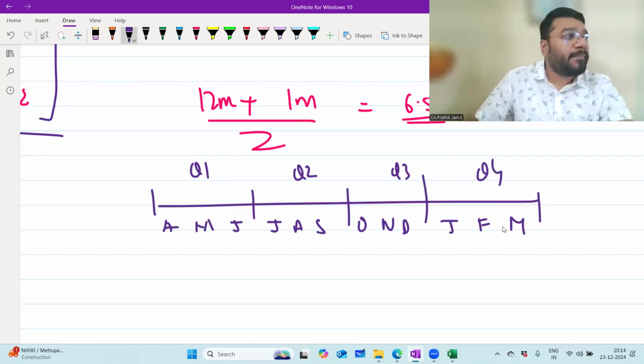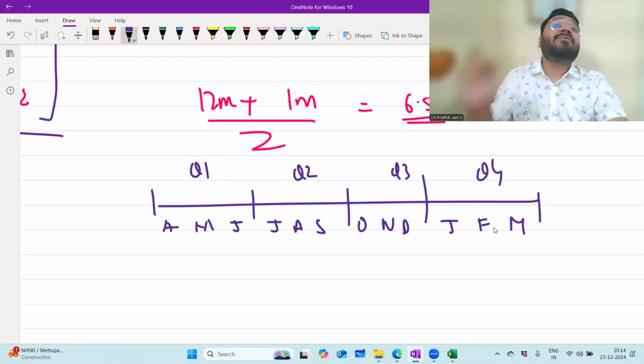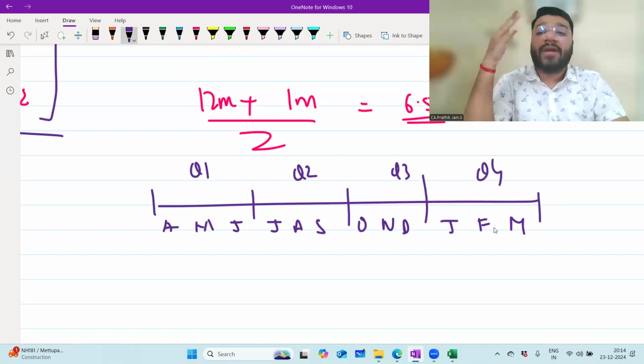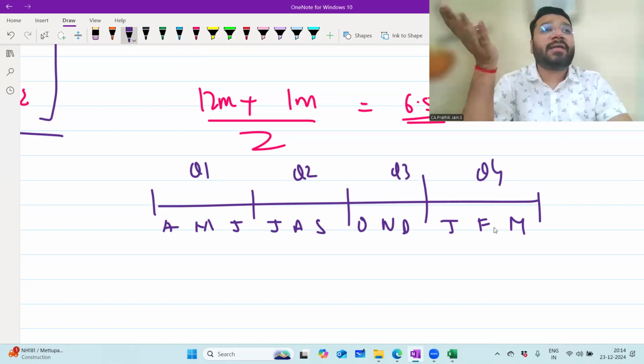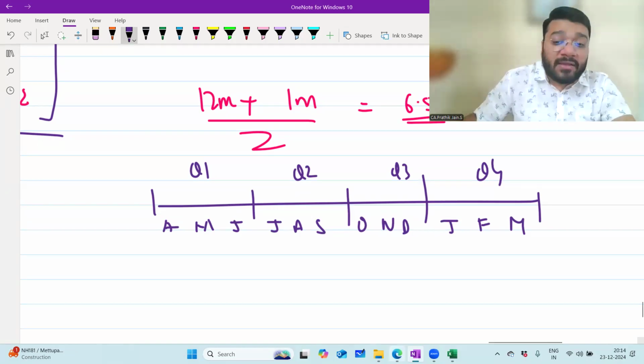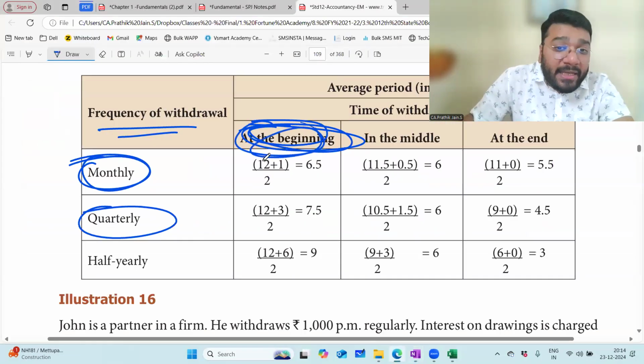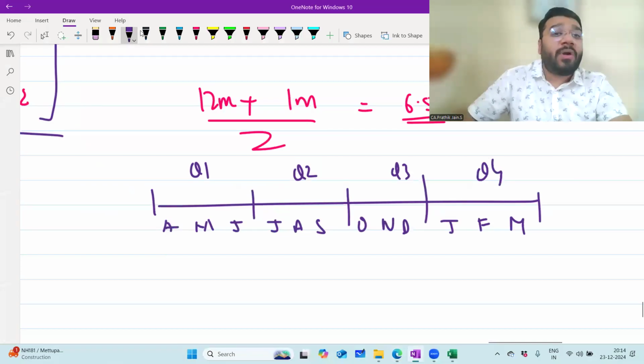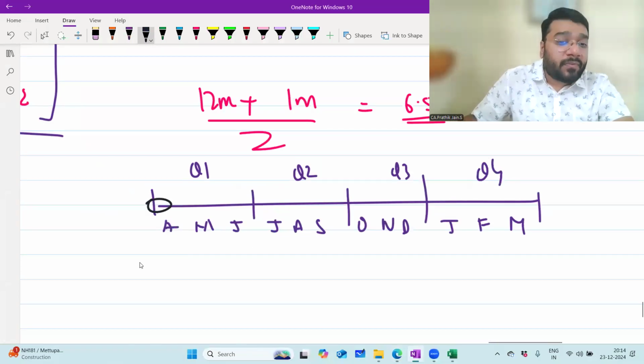So in the year, how many times will you withdraw? 4 times. If I'm withdrawing quarterly, in a year there are 4 quarters and I withdraw 4 times only. No, sir. When are you withdrawing? First withdrawal is happening when? In the beginning of the quarter. So what is the beginning of this quarter? 1st April. Sir, 1/4/23 is the date of first withdrawal.